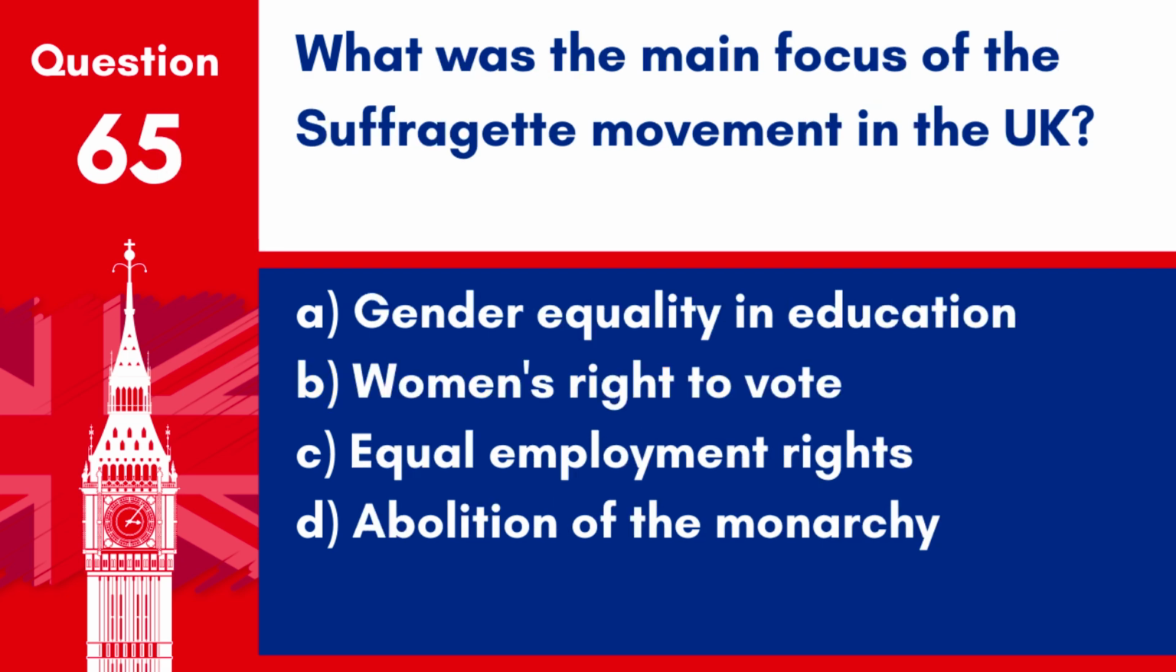Question 65. What was the main focus of the suffragette movement in the UK? A. Gender equality in education. B. Women's right to vote. C. Equal employment rights. D. Abolition of the monarchy. Answer: B. Women's right to vote. The suffragette movement, led by figures like Emmeline Pankhurst, focused primarily on securing women's right to vote in the UK.